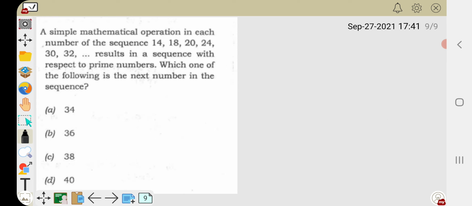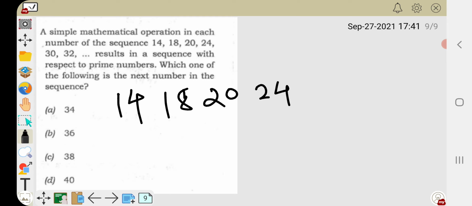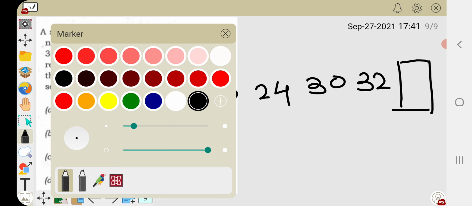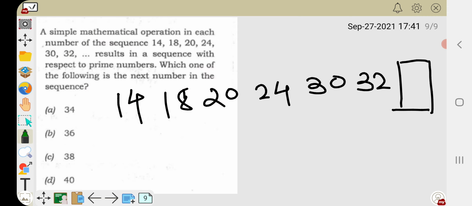Next question is, a simple mathematical operation in each number of sequence 14, 18, 20, 24, 30, 32 results in a sequence with respect to prime numbers. Which one of the following is next number in the sequence? So we will first note down the given series: 14, 18, 20, 24, 30, 32, and we have to identify what is next. They have mentioned the sequence is in relation with prime numbers. So we will first note down prime numbers.